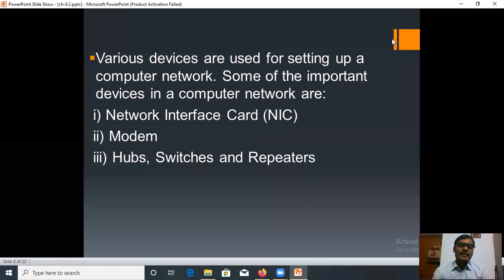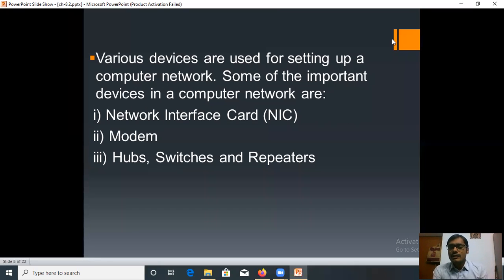So in the next class, I will explain about hubs, switches, and repeaters. Okay, and these are the important devices in a computer network.